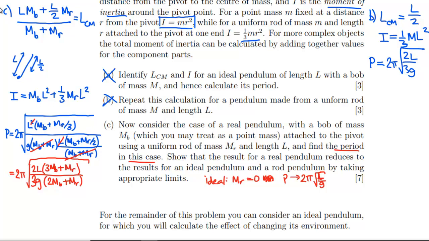And if it is the rod pendulum, then the mass of the bob is equal to 0, which means that the period is going to go to, so the mass of the bob goes down to 0, 2 pi times the square root of 2L divided by 3g. So that is good because it matches with what we worked out up here in part B. So yeah, C has come out all fine and dandy. So yeah, happy with that.